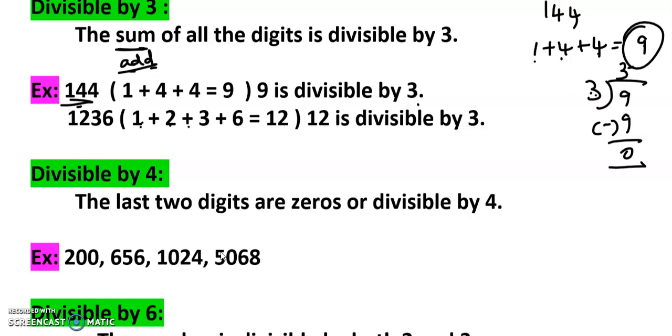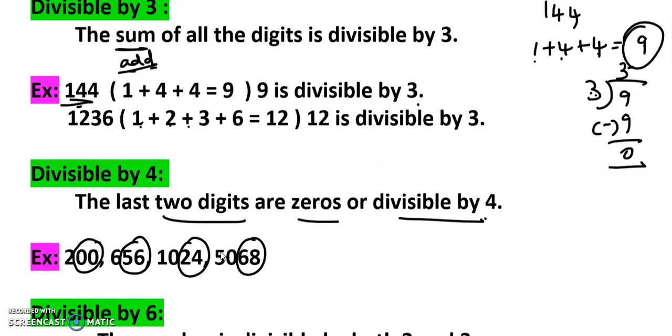Next one, divisible by 4. Listen children, if the last two digits are zeros, it is divisible by 4. So first you should check the last two digits. If they are 0 or divisible by 4, then we can say it is divisible by 4. So if the last two digits are 0, 200 is divisible by 4.